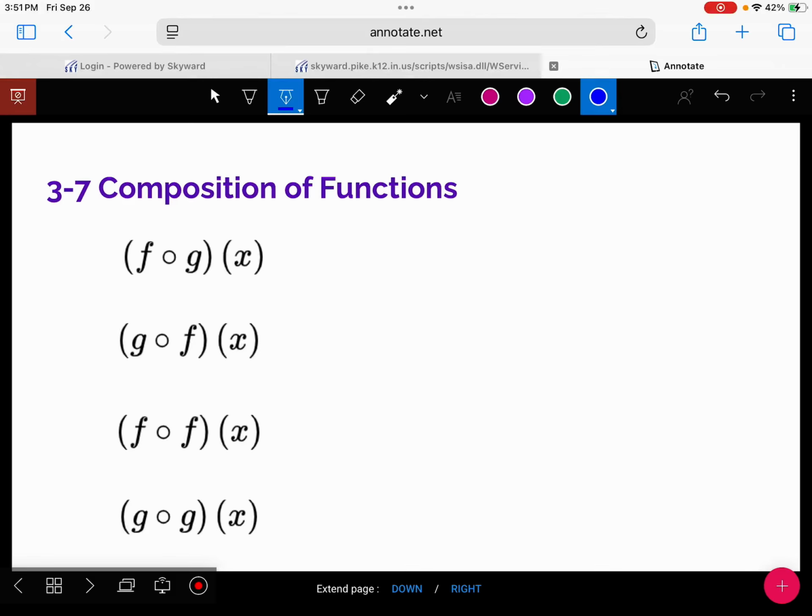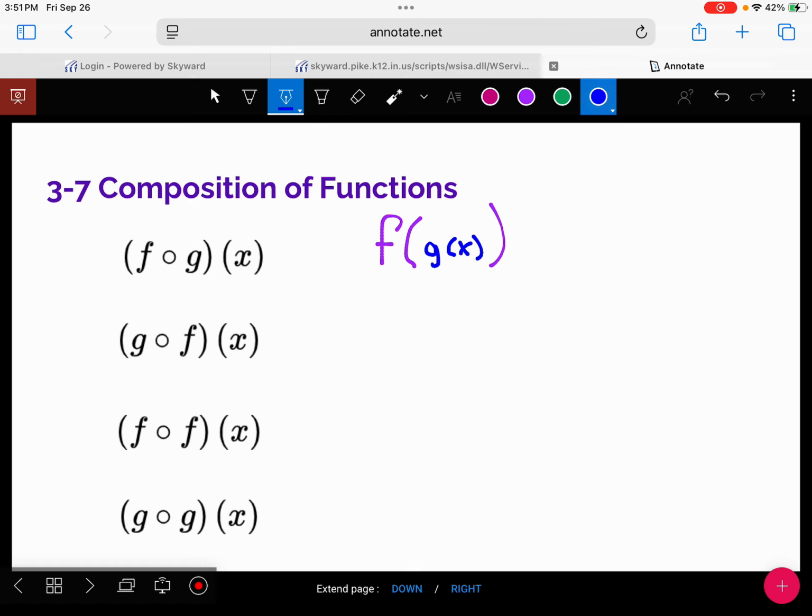Our last kinds of things we're going to work with in chapter 3 is composition of functions. So we're going to take those f and g of x functions and we're going to put them inside of each other. A lot of times they're written like this with this open circle, f of g, f o g. And what that means is we're taking our f of x, and in place of the x, we're going to insert our g of x. We're putting g of x inside f of x.